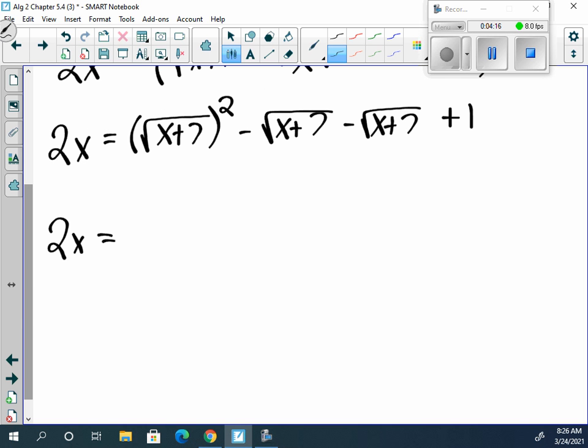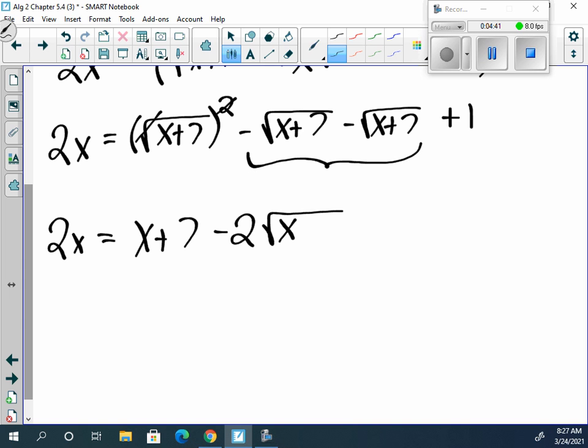Now here, the square root of x plus 7 squared, well, this square root and square will cancel. Leaves us with x plus 7 minus. These square roots are the exact same, yes? So we can combine them. We can use our addition and subtraction and combine those together. So I have a negative and a negative, which would give me negative 2 square root of x plus 7, plus 1.